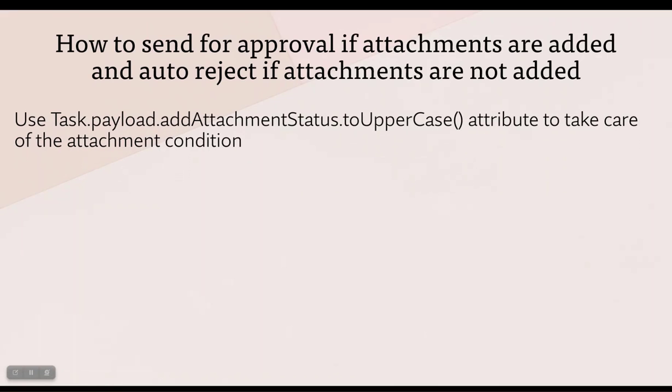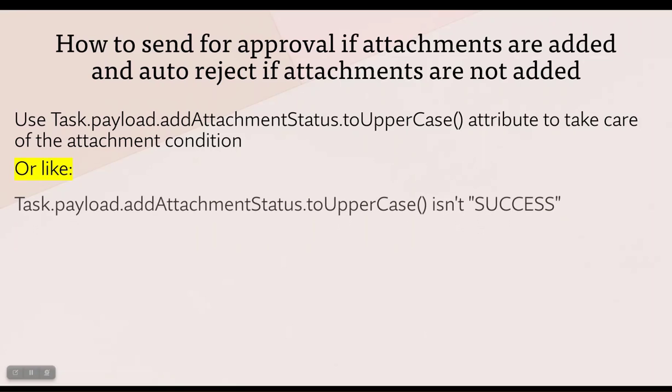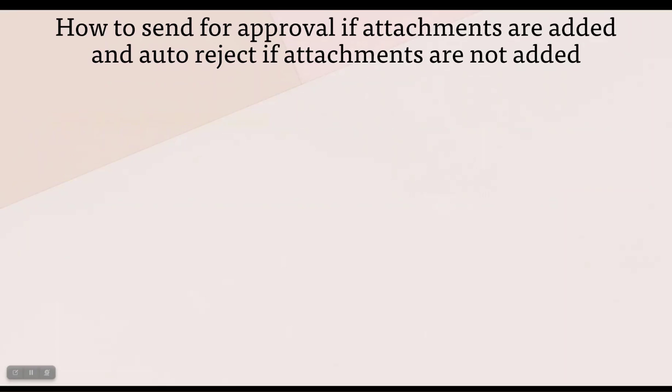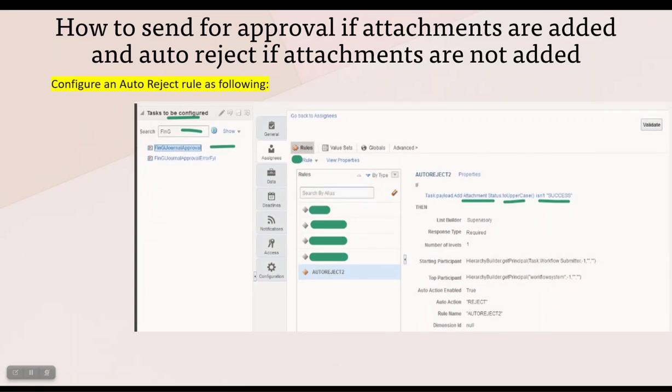To send for approval, you have to build, for example, a BPM workflow rule to include this condition: task.payload.addAttachmentStatus to uppercase isn't SUCCESS. Isn't success means that the attachment is not there, so the auto reject rule or condition will fire to make the journal approval status auto reject automatically.